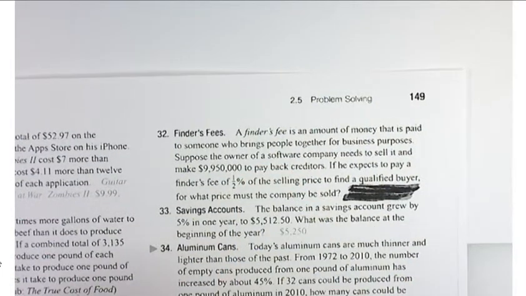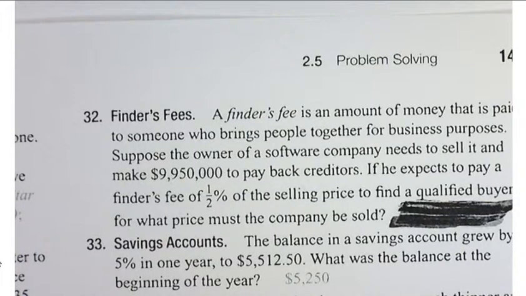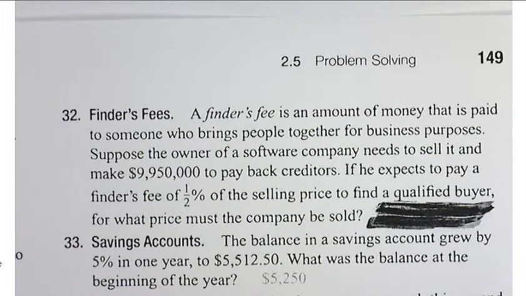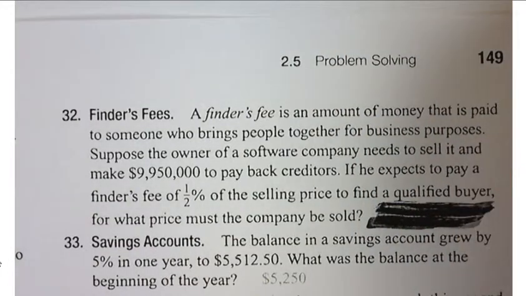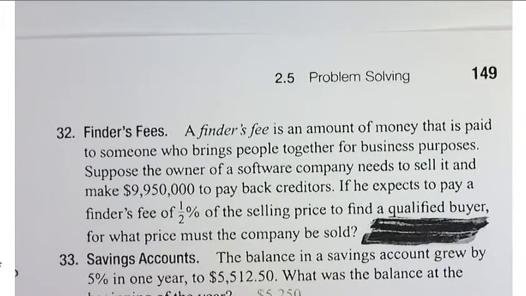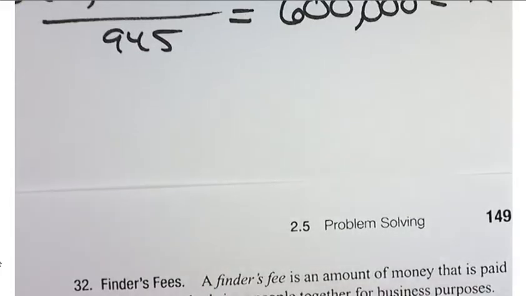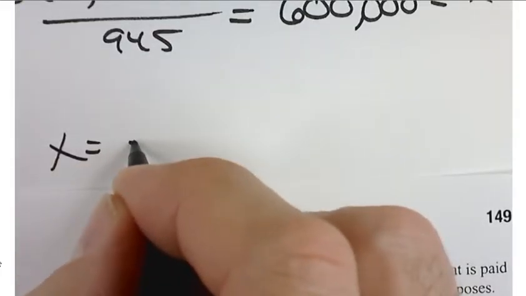So problem 32 talks about a finder's fee. A finder's fee is an amount of money that's paid to someone who brings together people for business purposes. Suppose the owner of a software company needs to sell it to make $9,950,000 to pay back creditors. If he expects to pay a finder's fee of 0.5% of the selling price to find a qualified buyer, for what price must the company be sold? So, like the last one, let's start out with X is the selling price.